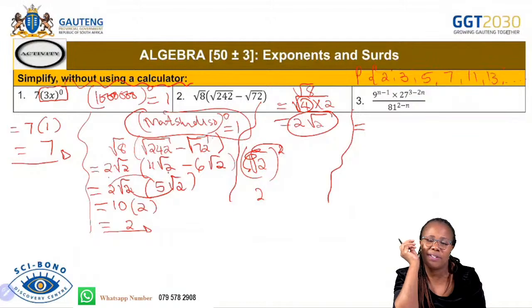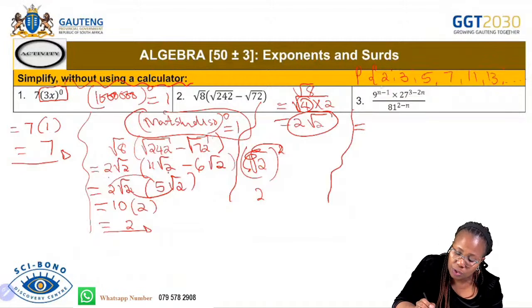Number 1, we are having different bases. We must ensure that we have a prime base. Can we write 9 in a prime base? Yes, we can use a 3. 3 to the power 2 is still a 9, all right? So we are going to change this 9 to 3 to the power 2.